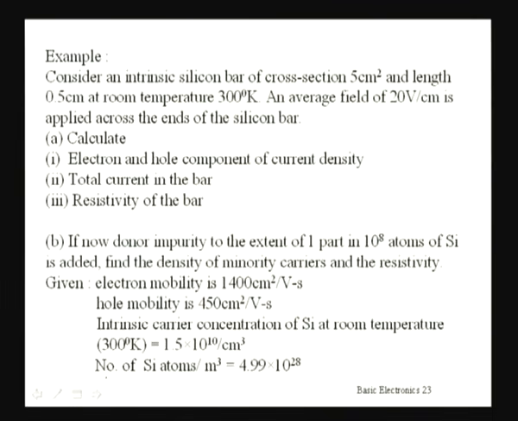Now the given data are: electron mobility is 1400 centimeter square per volt second, hole mobility is 450 centimeter square per volt second, intrinsic carrier concentration of silicon at room temperature 300 degree Kelvin is 1.5 into 10 to the power 10 per centimeter cube, and the number of silicon atoms per meter cube is 4.99 into 10 to the power 28. This last data will be required for part B of the problem.